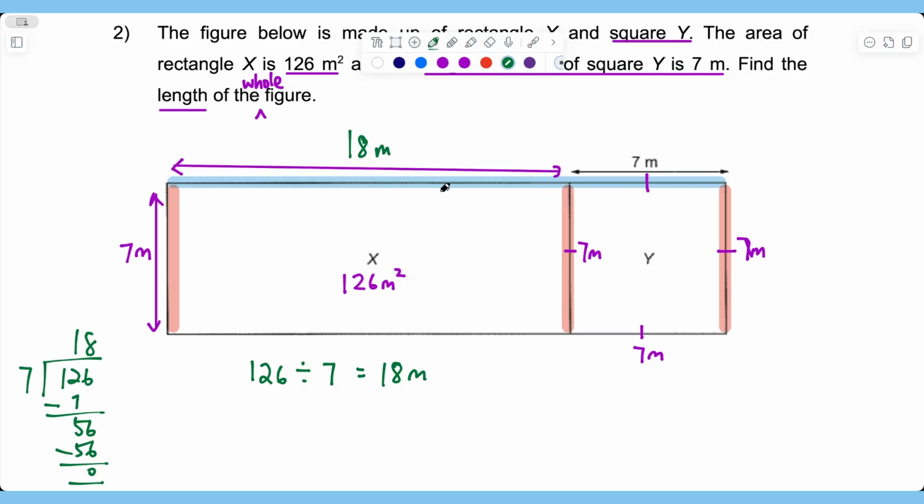So there we have it. To find the length of the whole figure, we just need to take 18 plus 7. 18 plus 7 is 25 meters, and that's the answer.